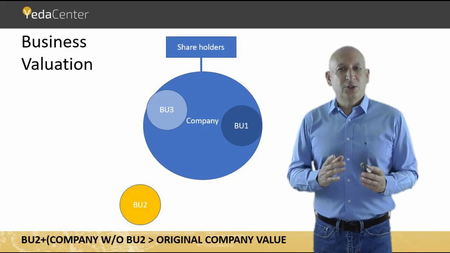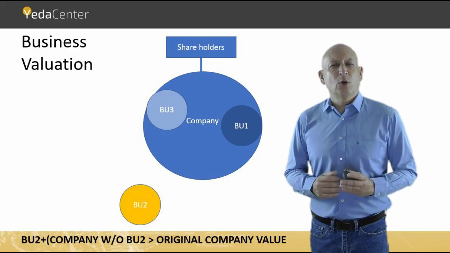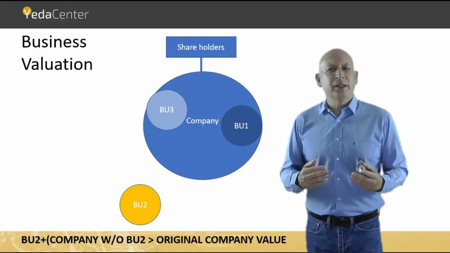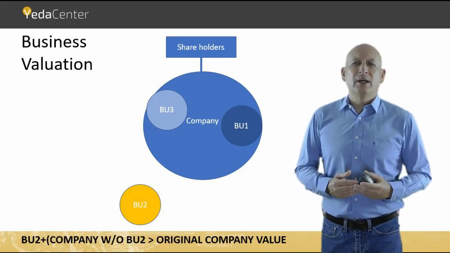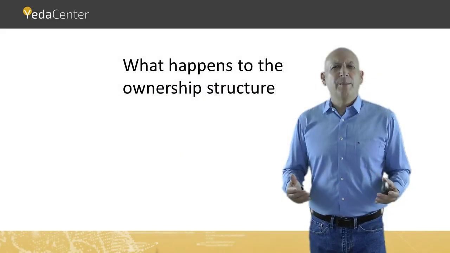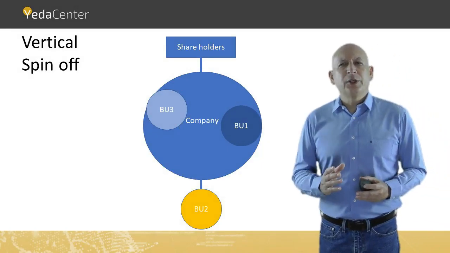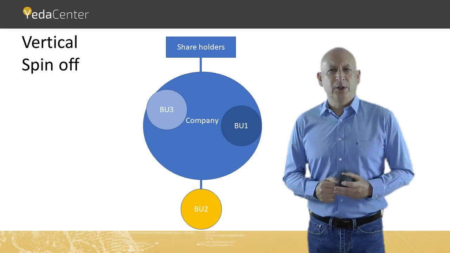However, historical spin-offs have been good for investors. On average, both the parent company and the subsidiary outperformed the market during the 24-month period following a spin-off. Now, what happens to the ownership structure? Actually, it's a good opportunity to introduce two types of spin-offs, vertical and horizontal.